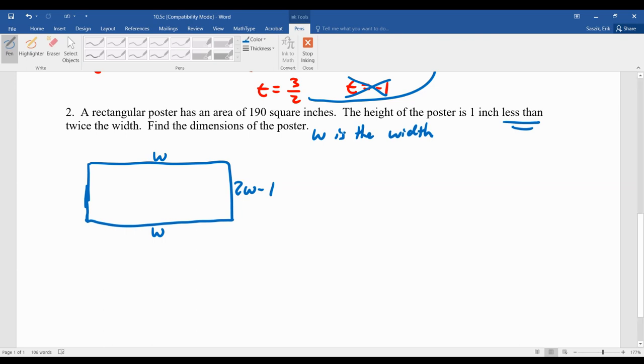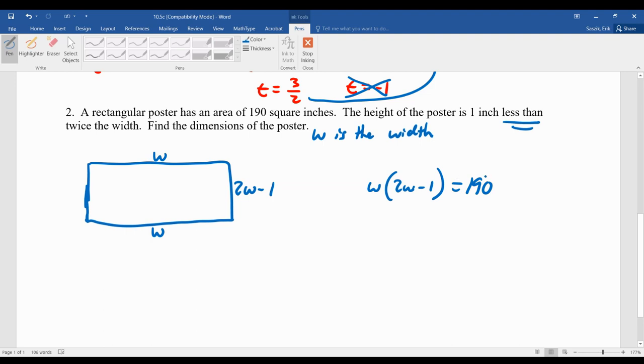And now we can set up an equation. Remember, we're given that the area is 190. Area is length times width, or base times height, same thing. So it will be W times 2W minus 1 equals 190. Now, the mistake that sometimes students make is they say, oh, well, W must be 0, because that's what the answer is when you have a W in the front. And then this one would be this over this, change of sign, 1/2.